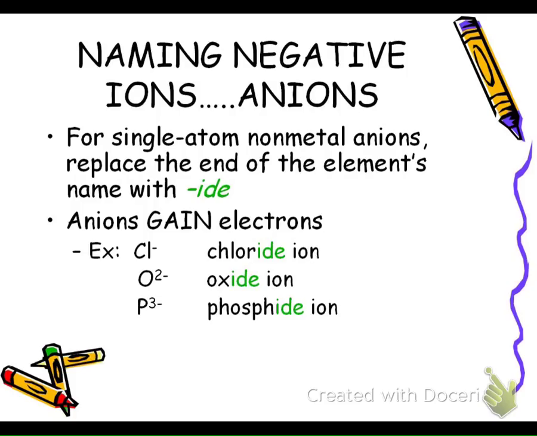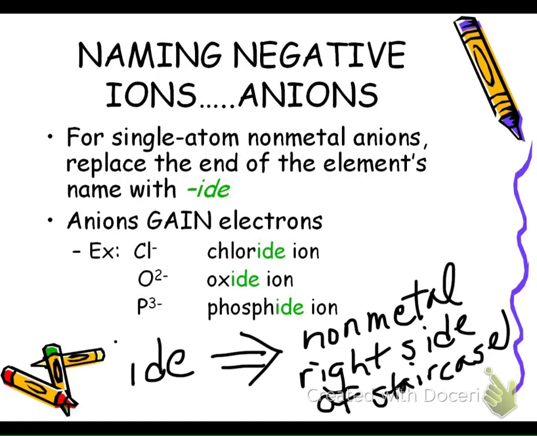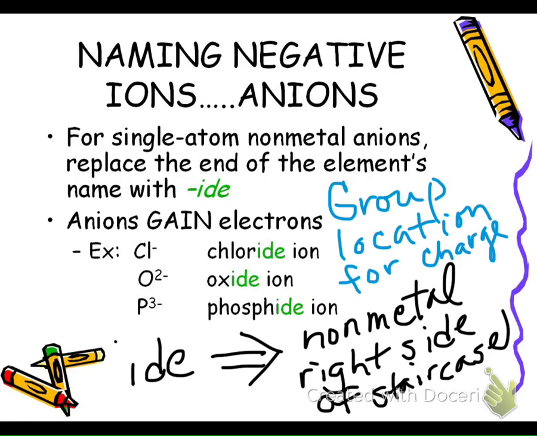Now let's look at naming our anions, our negatively charged ions. Those are going to be from the nonmetal region, and we'll find that on the right side of the periodic table. We take the basic root of the element name and simply add IDE. So IDE indicates that we are looking at the nonmetal right side of the staircase. The group location will help us figure out the charge that goes with the ion.